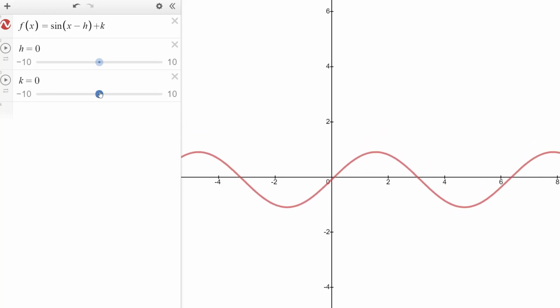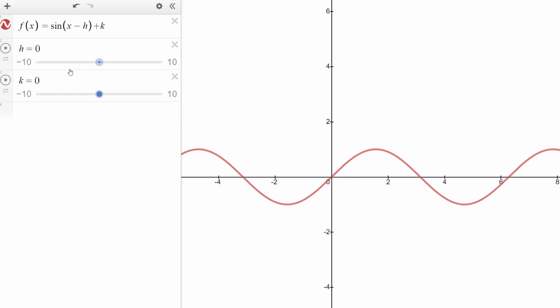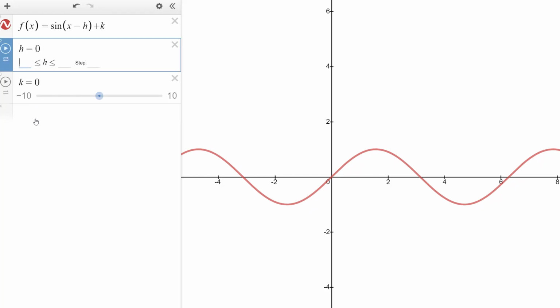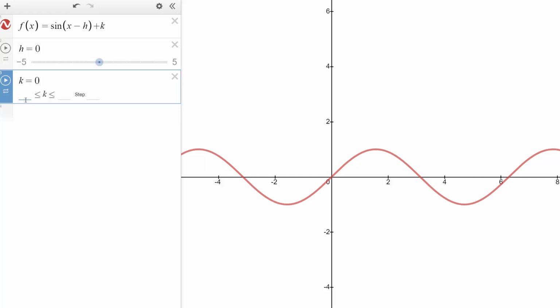A couple other things that you might or might not know about Desmos is that you can set the step size. So let's say that I want the h to vary from -5 to +5, and I want it to step by ones. You can totally do that. And you do that with the k value as well. So -5 to 5 step by 1. And so they only change by 1 unit each.